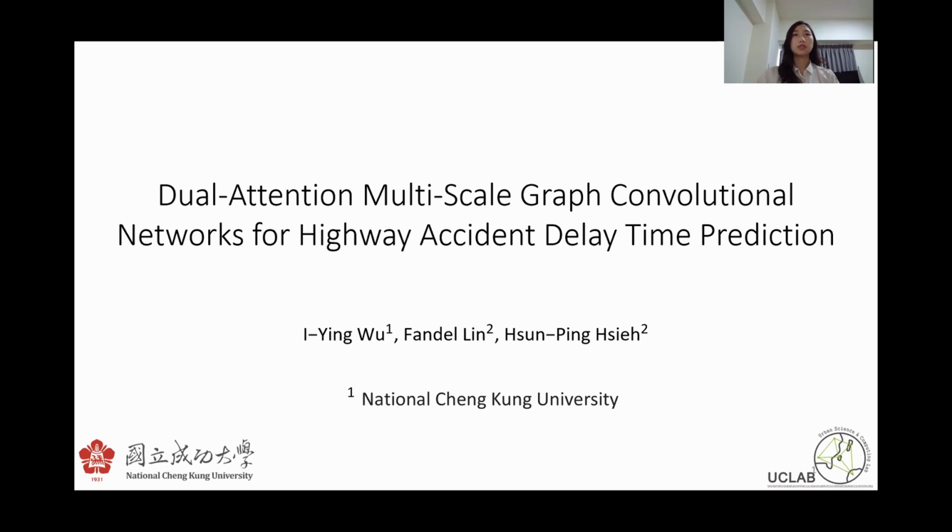The paper I'll present today is Dual Attention Multi-Scale Graph Convolutional Networks for Highway Accident Delay Time Prediction.